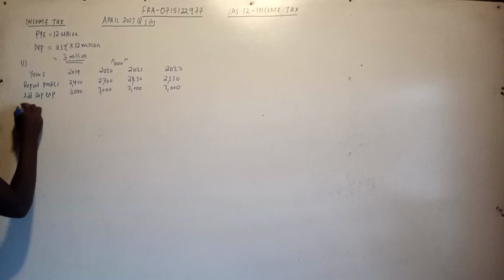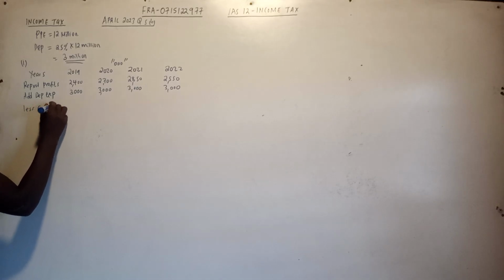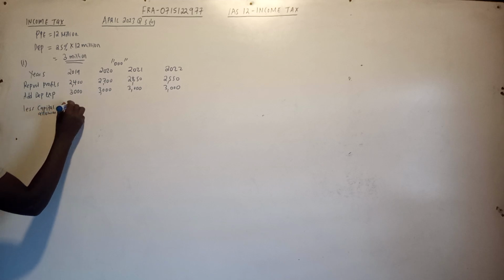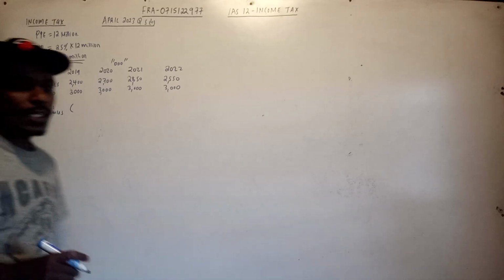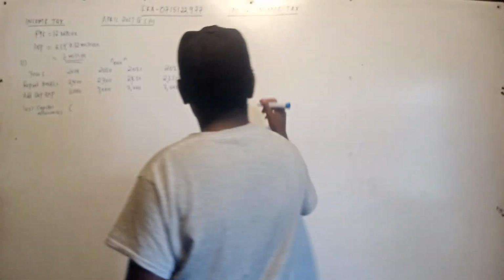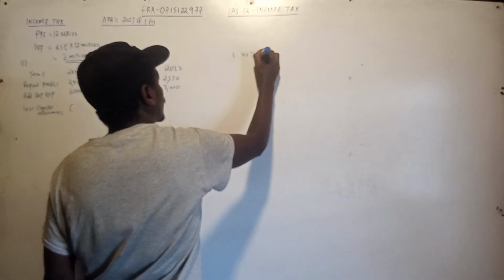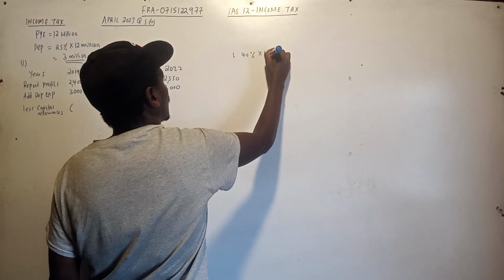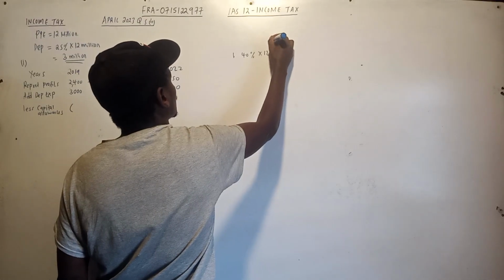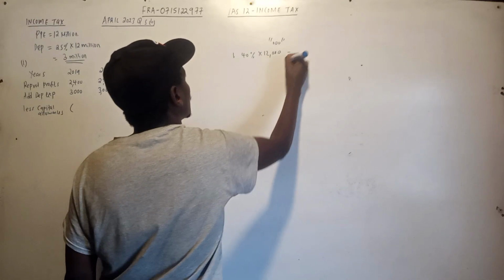Then we are supposed to less the capital allowance. So we less capital allowance. That's the way I end it here. Capital allowance. Now let us complete the capital allowance. So year one, it is 40%. So number one, 40% of the cost. Cost is 12 million. So we shall put in thousand because the question is in thousand.